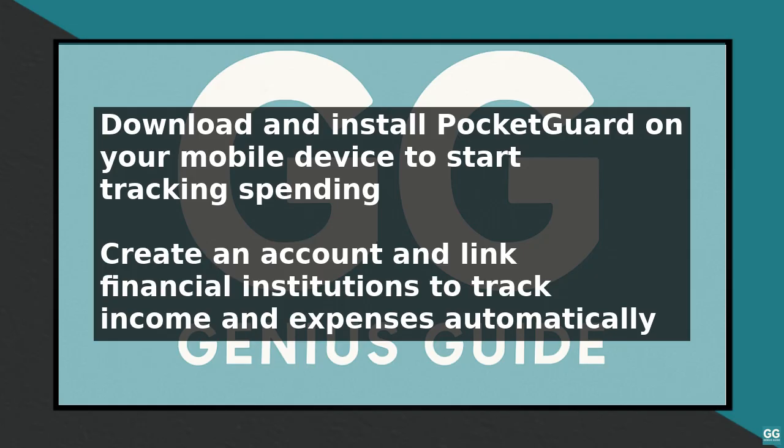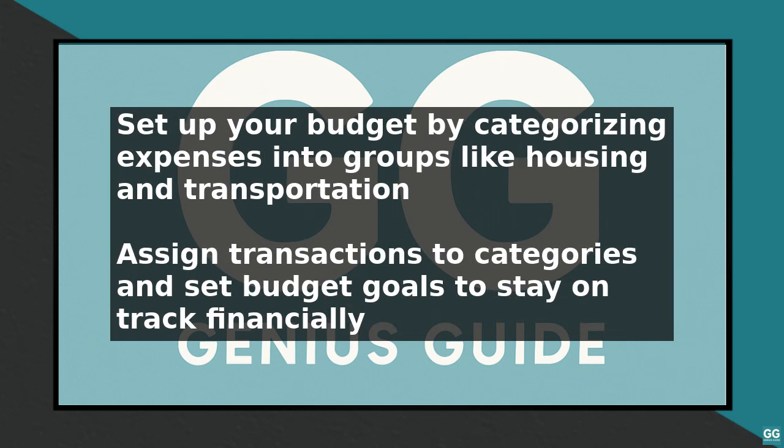Next, set up your budget by categorizing your expenses into groups such as housing, transportation, and food. Pocketguard will automatically assign transactions to these categories, but you can also manually adjust them as needed. You can also set budget goals for each category to help you stay on track.